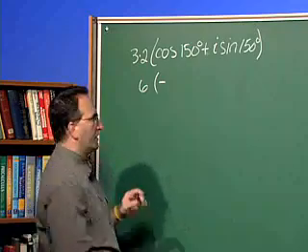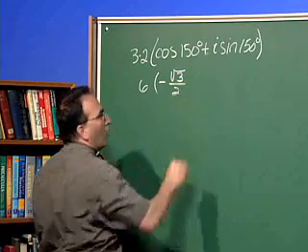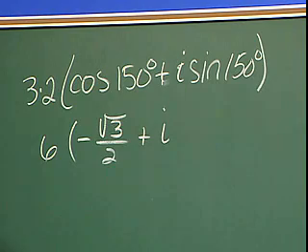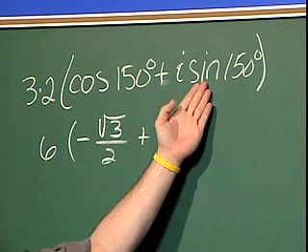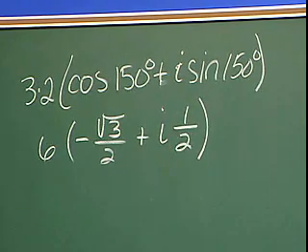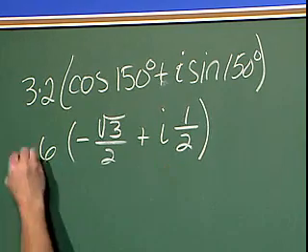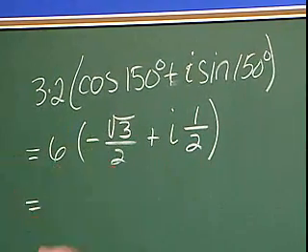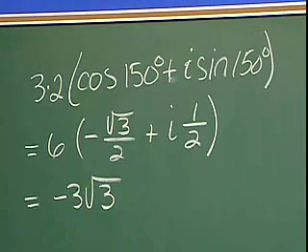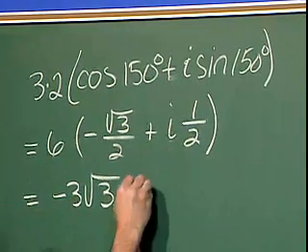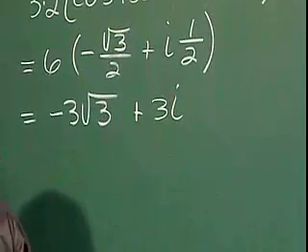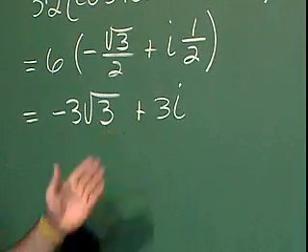The cosine of 30 degrees is the square root of 3 over 2. Now we take plus i times the sine of 150. 150 is in quadrant 2, sine is positive. The sine of the reference angle 30 is 1/2, so it's positive 1/2 there. Now we distribute the 6, and 6 times negative radical 3 over 2 gives me negative 3 square roots of 3. And then 6 times 1/2 i gives me plus 3i. So that gives me the rectangular form of the polar form.